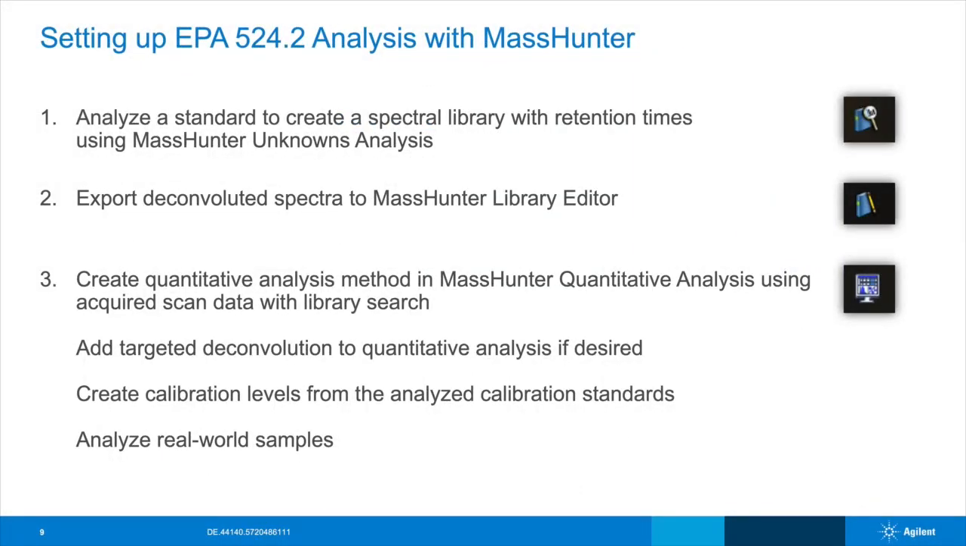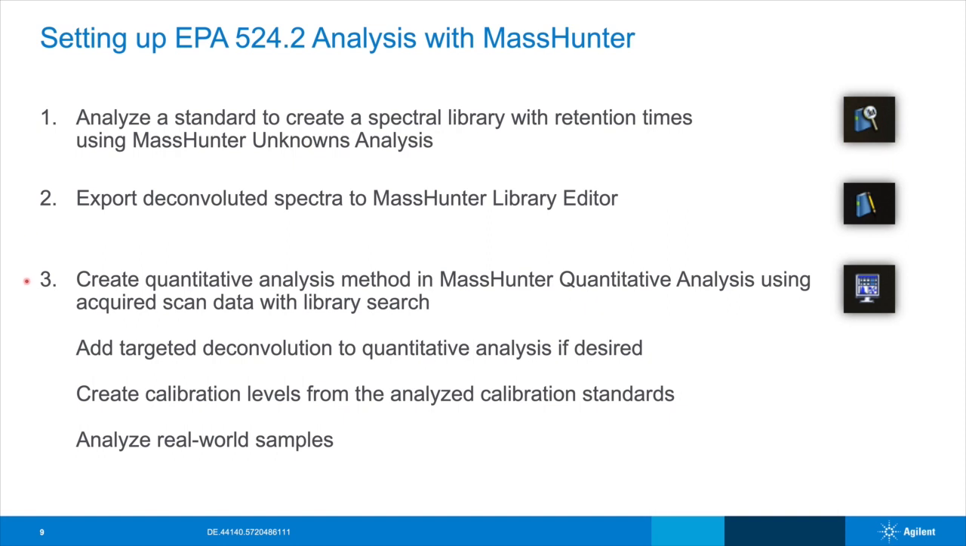So the MassHunter software has a number of helpful tools, especially for when you're initially setting up a method like 524.2. And the first step, the chromatogram that we just looked at, is to analyze a standard to create a spectral library with retention times using MassHunter Unknowns Analysis. Then we will export the deconvoluted spectra from the step above over to MassHunter Library Editor and create a library of the spectra of all the peaks in our method.